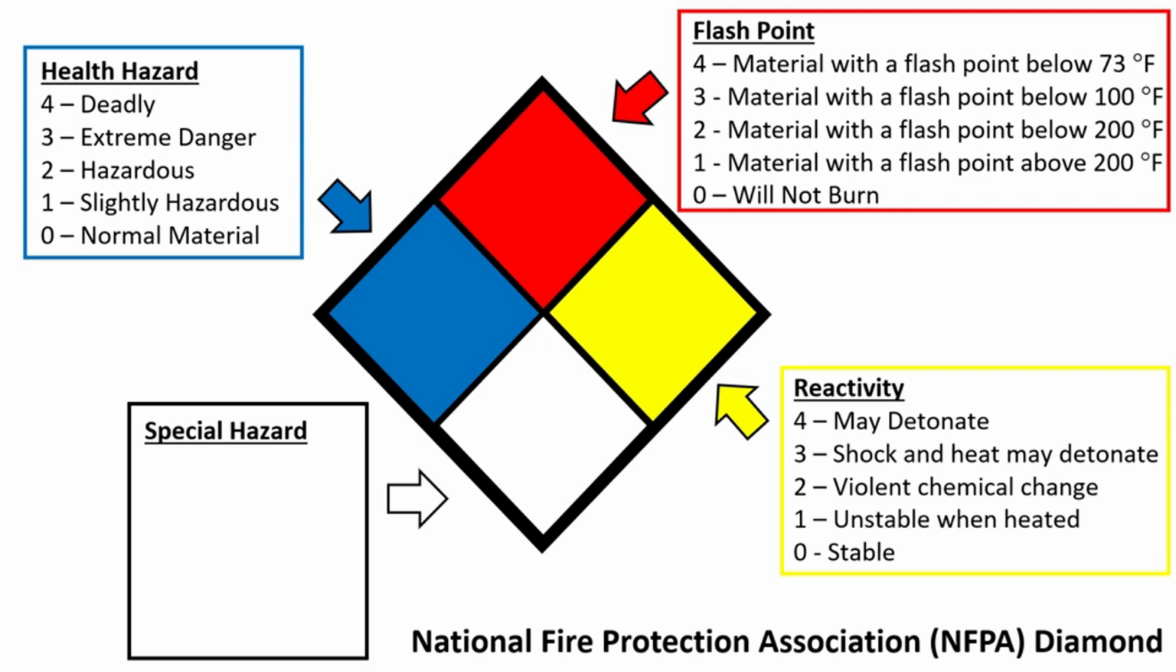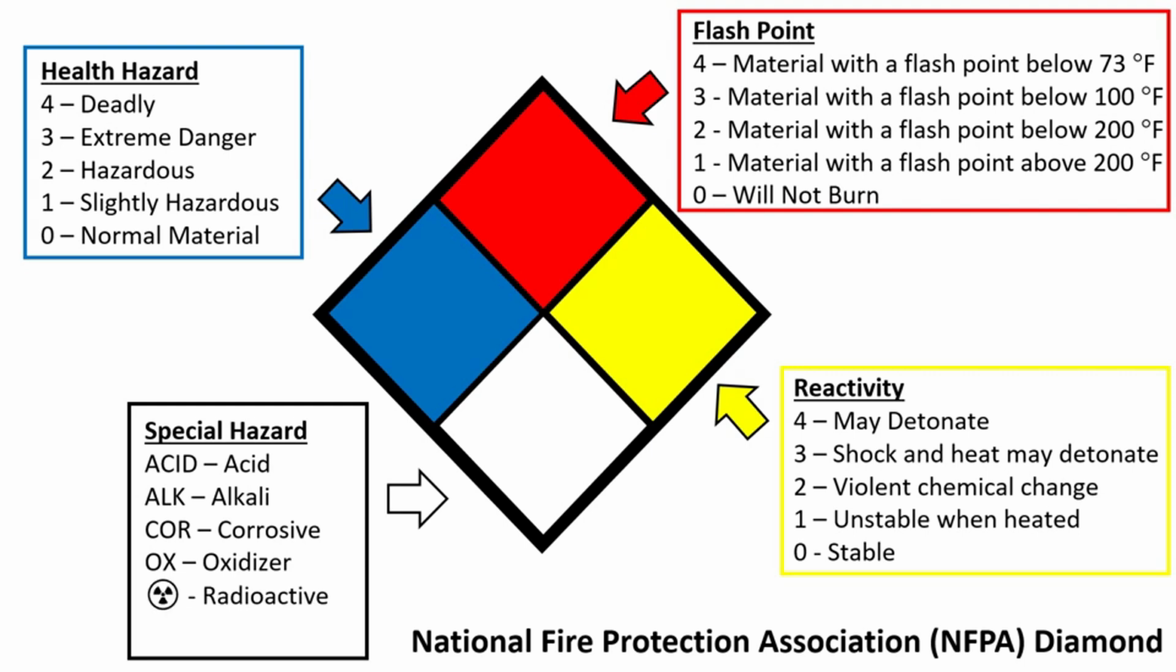Last but not least, the white quadrant indicates any special hazards associated with a material. And instead of a numerical value, here we have labels that indicate the specific hazard. So for instance, ACID indicates that this is an acid. ALK indicates that the material is alkali. COR would indicate a corrosive material. OX would indicate an oxidizer. We could have the icon for a radioactive material, or we could see a W, which means that you should use no water with this material. And there could be other icons or acronyms that indicate other potential specific hazards.